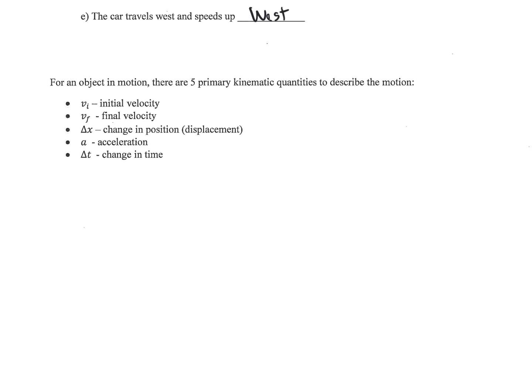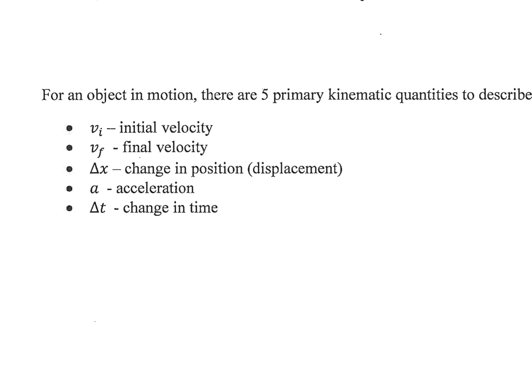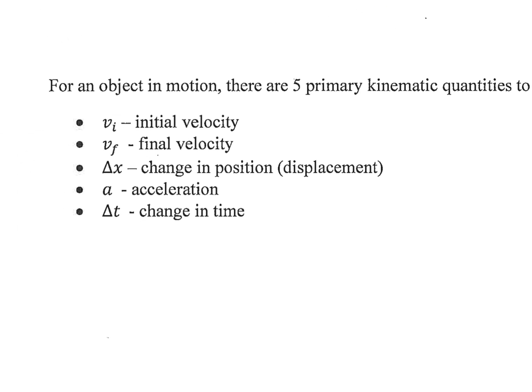All right. For an object in motion, there are 5 primary kinematic quantities to describe the motion. V initial. Now, I want to make some changes here. I want you to look at the purple sheets in the wells. Take a look with your table partner. You're going to see some differences in notation. I use V initial, V final. They don't use those.